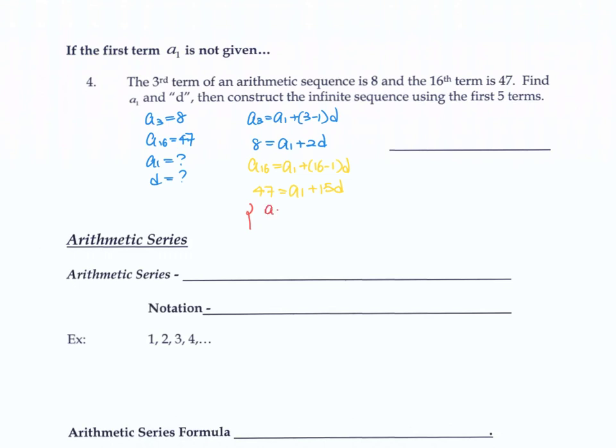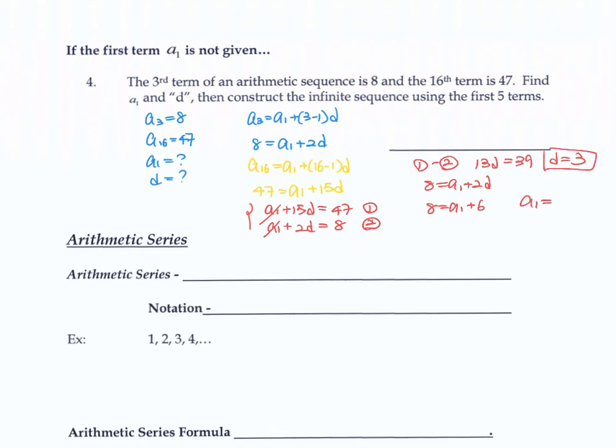So I'll take the gold one first. A1 plus 15D equals 47. And the second one is A1 plus 2D equals 8. And notice to solve a system of equations, I like to use elimination. I use equation 1 minus equation 2 so that these two A1s can be canceled. And now I have 13D equals 39. So D equals 3. And once I find D equals 3, I plug it into either one. I like to pick the smaller numbers. So 8 equals A1 plus 2 times 3, which is 6. And that would give me A1 equals 2. So I found A1, I found D, and I can just keep going from there.